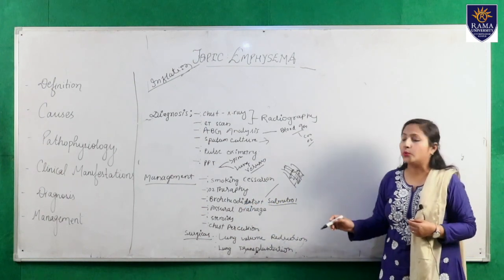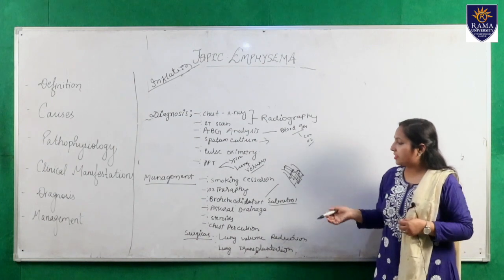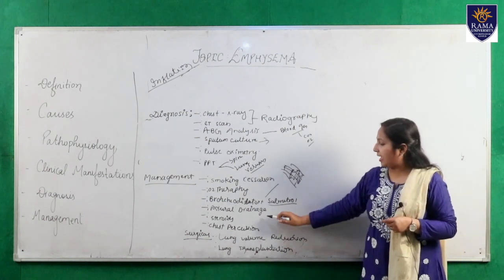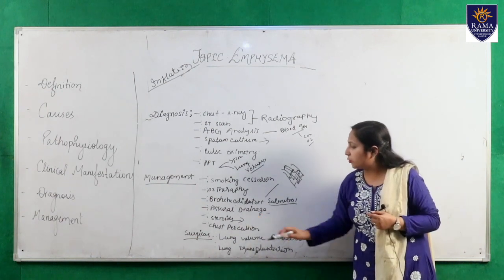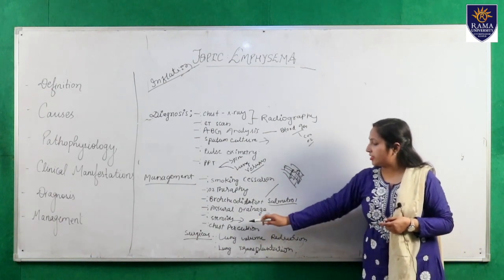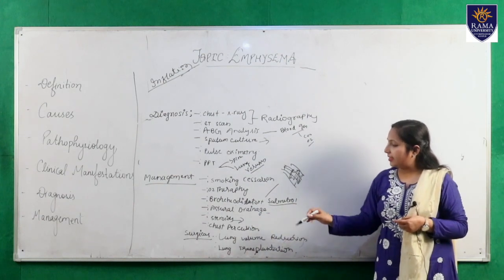Next is postural drainage. This process is used to drain the content of the lungs from inside to outside with the help of a tube. Next is steroids. These are helpful to reduce inflammation. Corticosteroid drugs are used for inflammation.